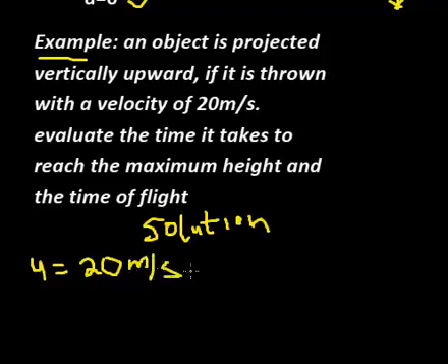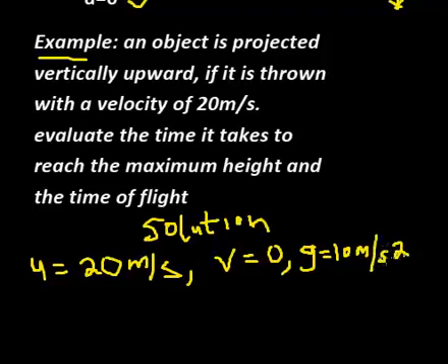Now, remember, it's going upward to a maximum height. Don't forget, upward movement will always get to a maximum height. At the maximum height, the final velocity is equal to 0. So the question is, evaluate the time it takes to reach the maximum height, and the time of flight. Now, how do we evaluate that? Don't forget that g is a constant you can never miss out. Of course, the question will always give you g, which is 10 meters per second squared.